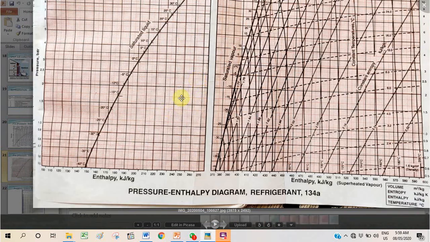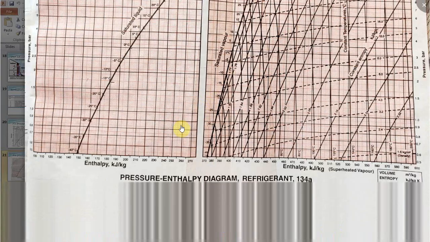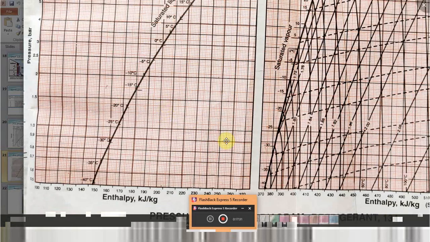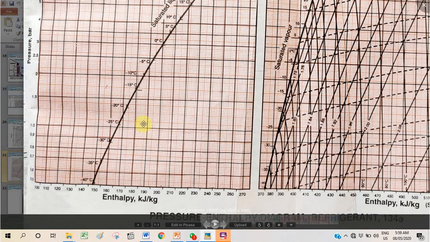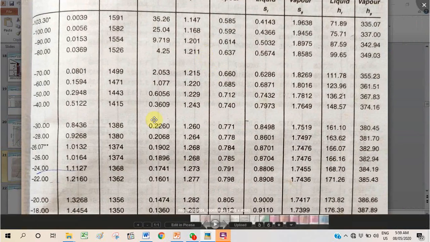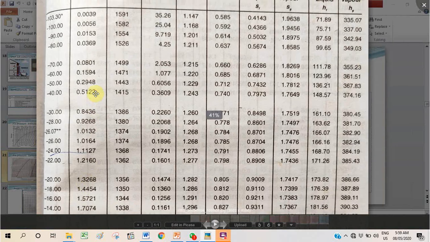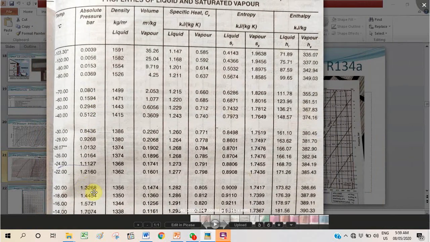For any point in between, we have to use the dryness fraction value, and from that we have to find the corresponding values. Okay, then let us cross verify one. Let us take one simple example and cross verify how to correlate the values of pH chart and saturation table. Now from table let us look at this minus 20 degrees Celsius, and corresponding pressure is 1.3268 bar.